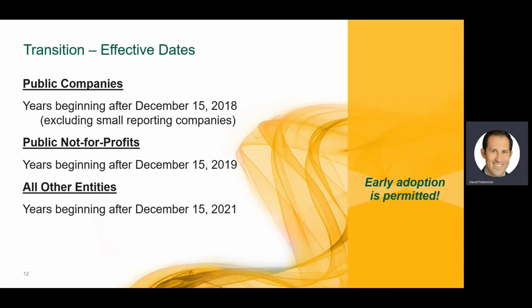For the effective dates of transition, public companies would be expected to adopt this in years beginning after December 15th, 2018, which means your 2019 year ends. Public not-for-profits, which are mainly conduit debt obligor not-for-profits, would start with years beginning after December 15th, 2019, so your 2020 year ends, and all other entities, private and whatnot, would need to adopt this with years beginning after December 15th, 2021, which means your 2022 year ends, which means January 1st, 2022 would be your effective adoption date.